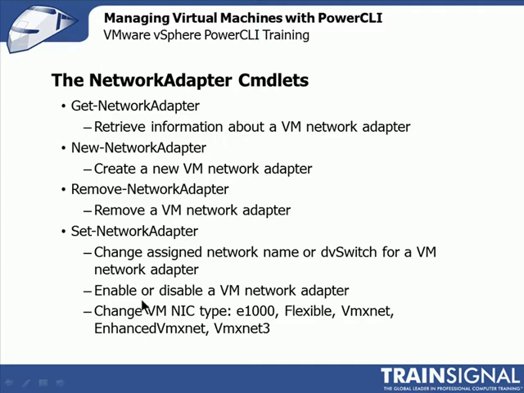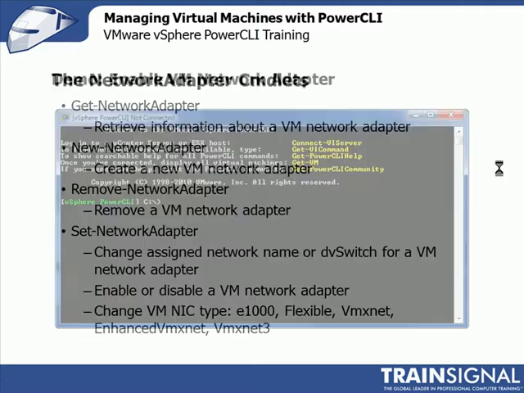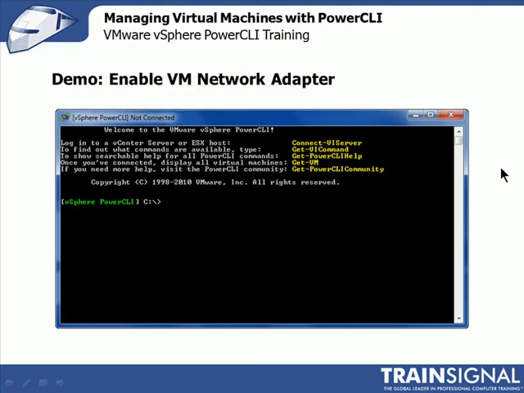You can also use it to enable or disable a VM network adapter. And you can also change the virtual machine network interface card type. And these options are E1000, Flexible, VMXNet, Enhanced VMXNet, and VMXNet 3. Let me show you how these things work.